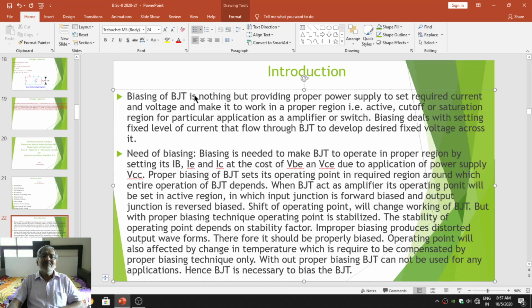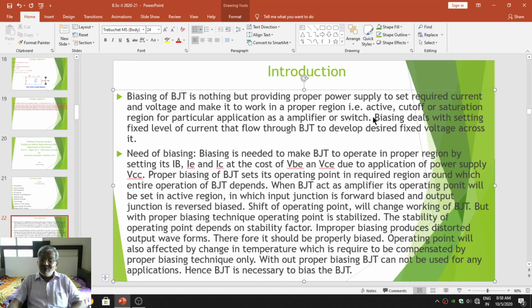Biasing of BJT is nothing but, look here, this is the definition of biasing the BJT. So that's why we are going line by line. Biasing of BJT is nothing but providing the proper power supply to set the required current and voltage and make it work in the proper region, and that is either in the active region or in the cutoff region or in the saturation region for a particular application as an amplifier or as a switch.